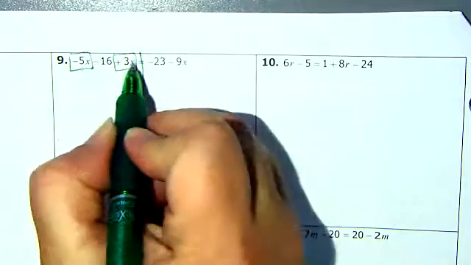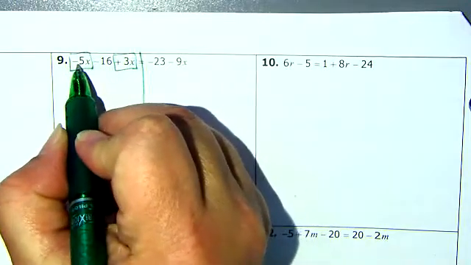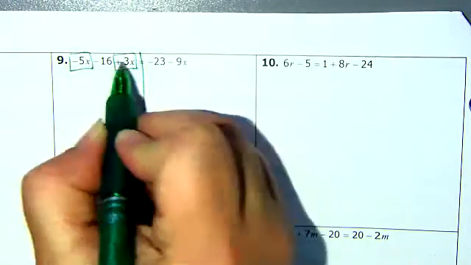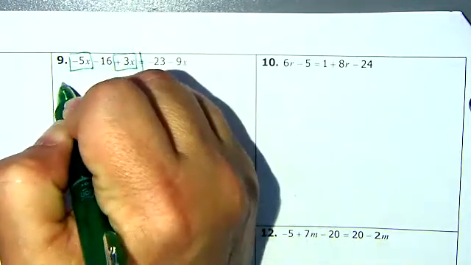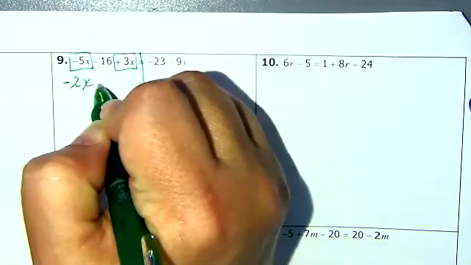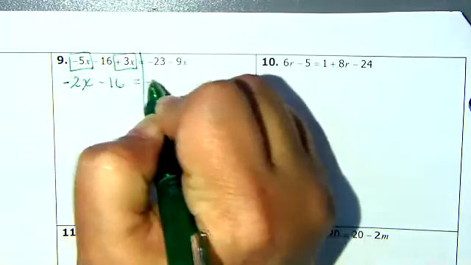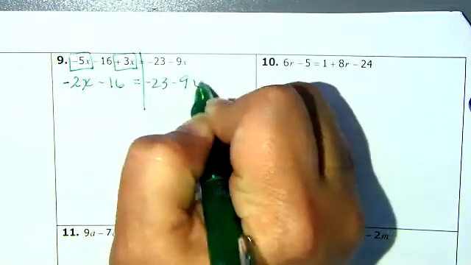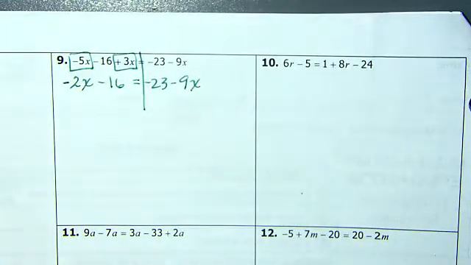All right, here we go. So let's work. So I'm going to follow my integer rules. There's a positive and a negative, so they're doing battle, and that battle is going to be won by the negatives, which means I subtract. So I'm doing 5 minus 3, so that's going to give me negative 2x minus 16 equals negative 23 minus 9x. And now I get my variables all on the same side.